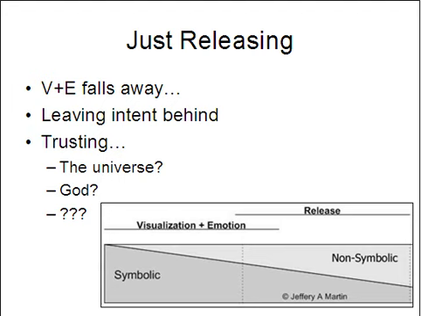Now, having said that, don't forget that you have a place on this continuum somewhere. And wherever you are, you need to use the methods that are most effective for that place. So don't look ahead and think, okay, well, even though I'm on the far left side of this model, Jeffrey's telling me that it's important to let go of visualization plus emotion to really make it to that non-symbolic piece. So I better let go of that now.